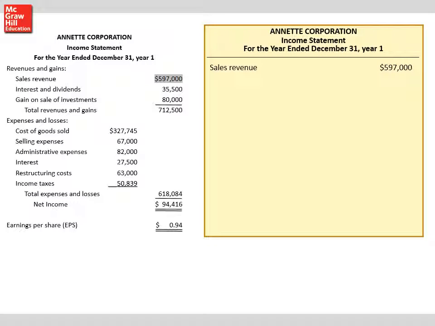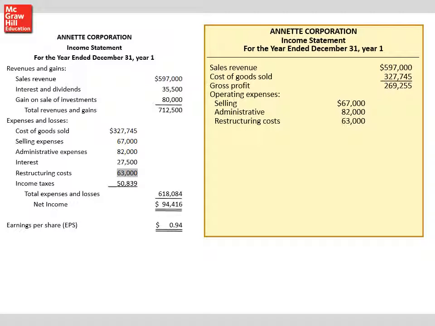To correct it, we'll start with sales revenue, subtract cost of goods sold, gross profit, 269,255. We'll now subtract our operating expenses, which include selling, administrative, and restructuring costs. Restructuring costs are considered operating. This is from the company changing itself and the costs associated with it changing itself. That's considered part of operations.